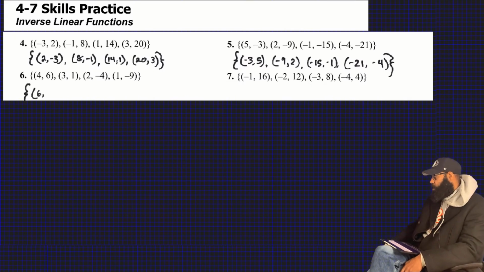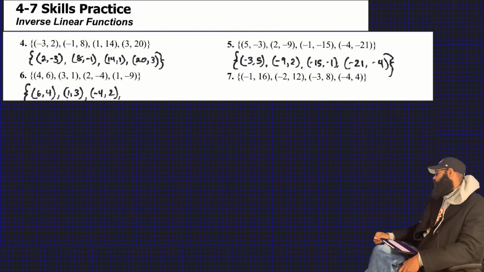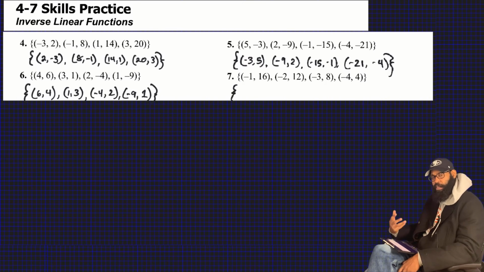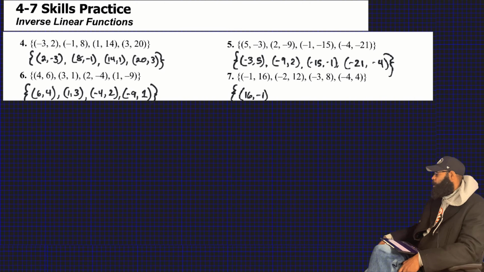Number 6, again, nothing new, 6, 4, 1, 3, -4, 2. And the last one looks like we got a beautiful -9, 1. What is that? Why is it beautiful? Because it's here with us. If you're here with us, you're beautiful. Then 16, -1, 12, -2, 8, -3, and 4, -4.